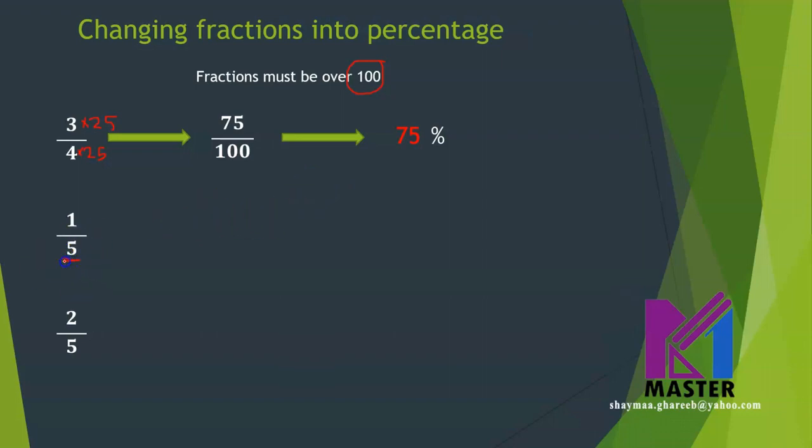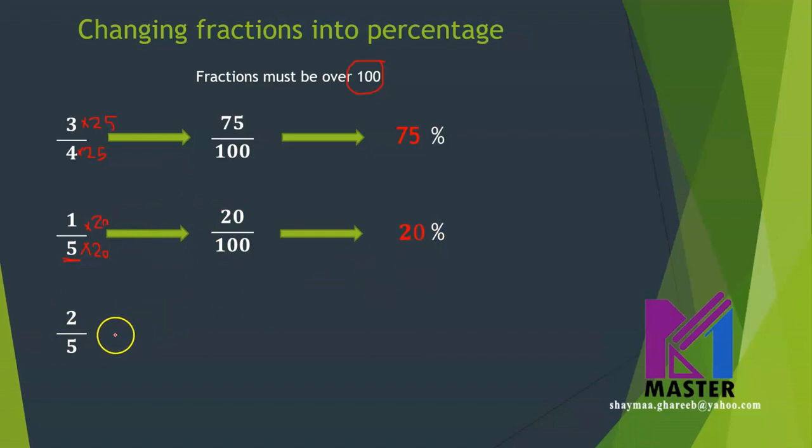Now I have a different denominator, which is the 5. The 5 to be 100, I will multiply it by 20. So up and down. So the fraction will be, yes, 20 over 100. So as a percent, it will be 20%. What about the 2/5? If you know the 1/5, you can easily get the 2/5. If the 1/5 is 20%, then the 2/5, which means 1/5 and 1/5, it will be 40%.